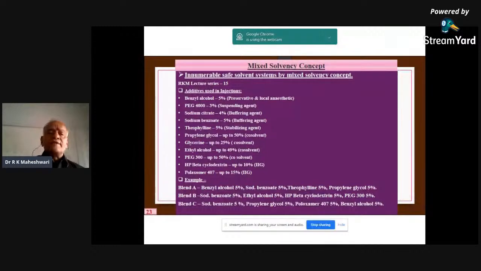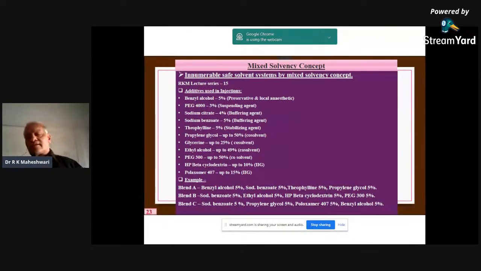Now, what you have to do is make innumerable safe solvent systems out of these only. See, for example, blend A. Suppose you take benzyl alcohol 5%, sodium benzoate 5%, theophylline 5%, propylene glycol 5%. One blend is ready. Now this may increase the solubility of some poorly water soluble drugs. If you see blend B: sodium benzoate 5%, ethyl alcohol 5%, cyclodextrin 5%, PG 5%.